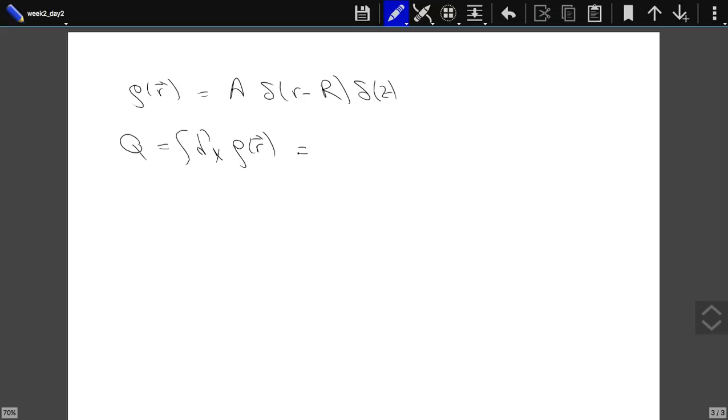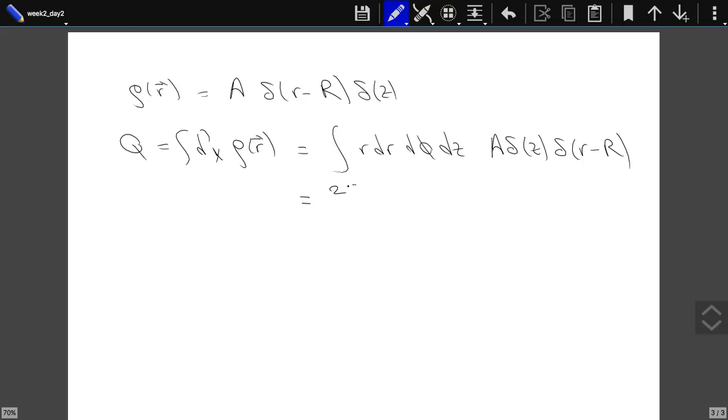Well, the volume element in cylindrical coordinates would be r dr d phi dz. Rho is A times Dirac delta of z, Dirac delta of small r minus capital R. Now I can carry out the z integral, which just gives me 1 using the Dirac delta. Similarly, the r integral gives me capital R using the Dirac delta. The phi integral just gives me 2 pi, nothing depends on phi.